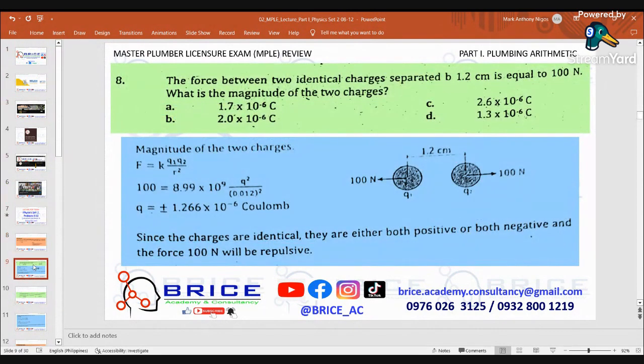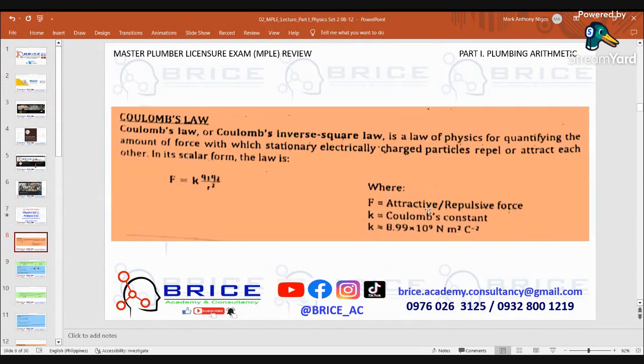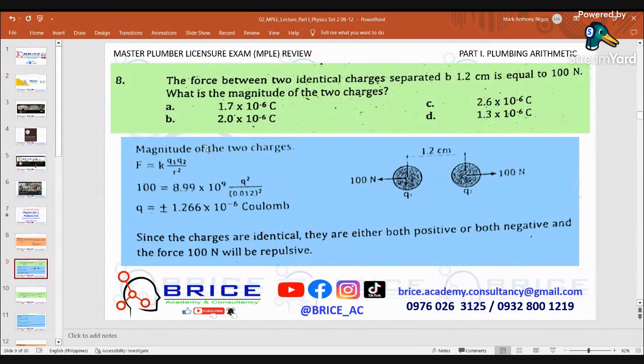This is the sample. What is the force between two identical charges separated by 1.2 cm, equal to 100 Newton? What is the magnitude of the two charges? The formula we used for the magnitude of two charges: F is equal to K times Q1, Q2 over R squared. F is the attractive or repulsive force, 100. K is equal to 8.99 times 10 to the 9, Q squared over 0.012.